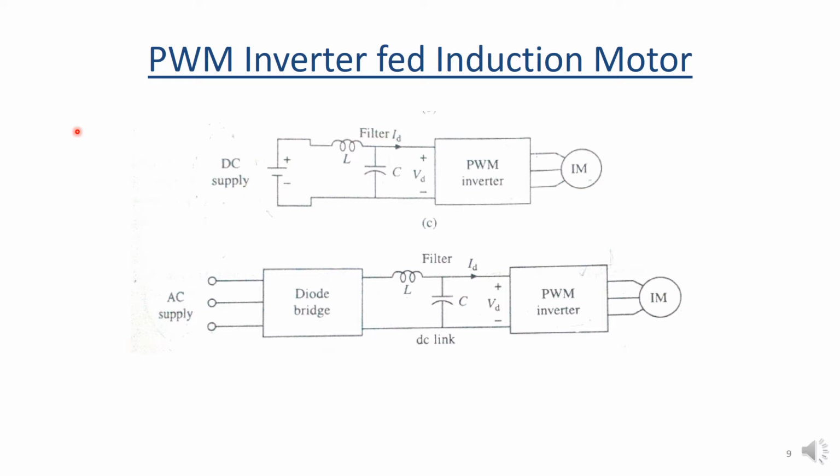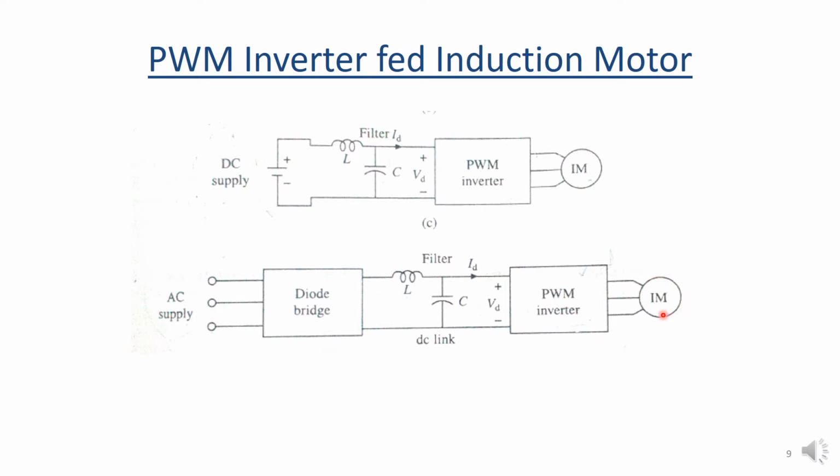The figure shows the PWM inverter for induction motor drives. If supply voltage is DC, that is given to the PWM inverter via a filter, which is feeding the induction motor. Similarly, if supply voltage is AC, we convert that AC to DC using a diode bridge rectifier, which is converted to a DC value using an LC filter, and that is given to the PWM inverter, and the PWM inverter is feeding the induction motor.